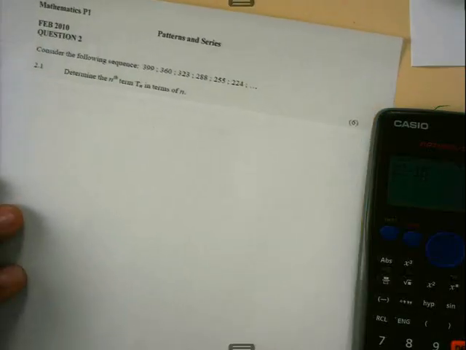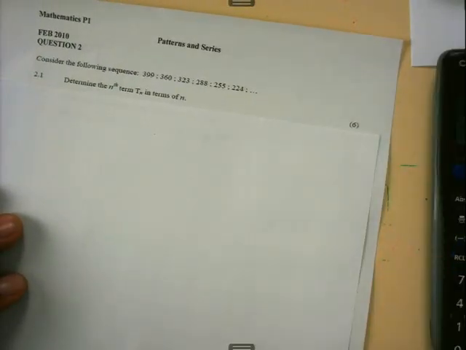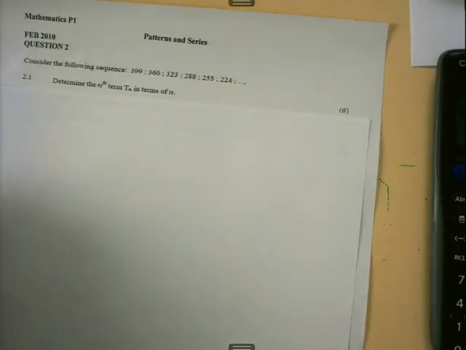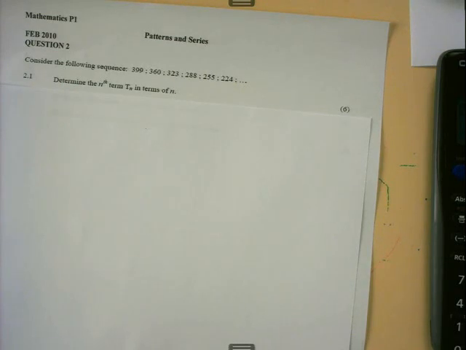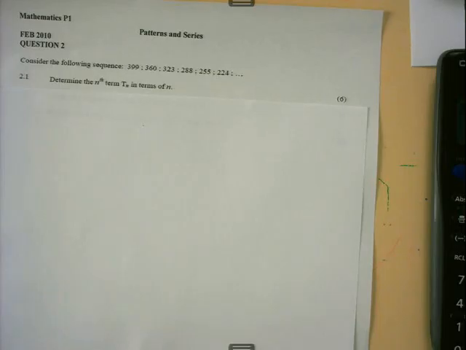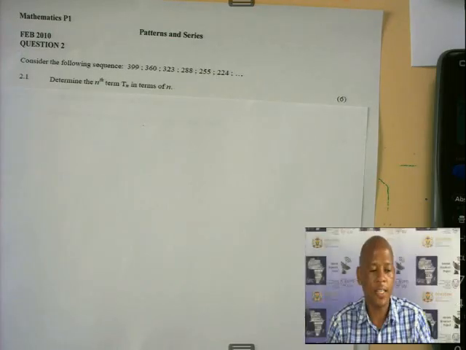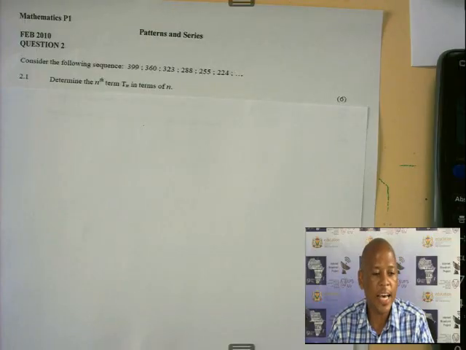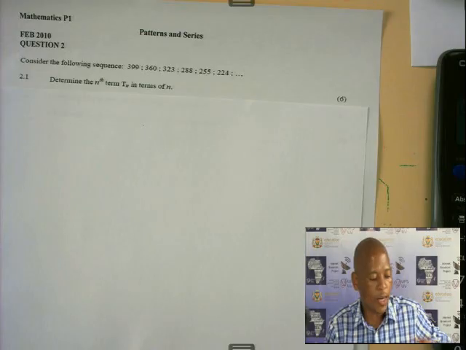It says now, consider the following sequence. The sequence now is 399, 360, 323, 288, as well as 255, 224. Now, of course, the first question is: determine the nth term, which is Tn, in terms of n.